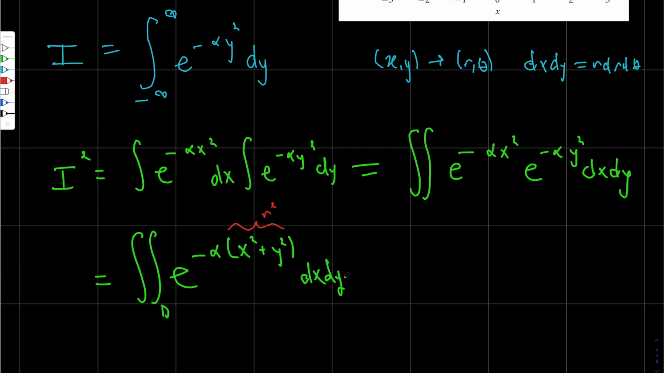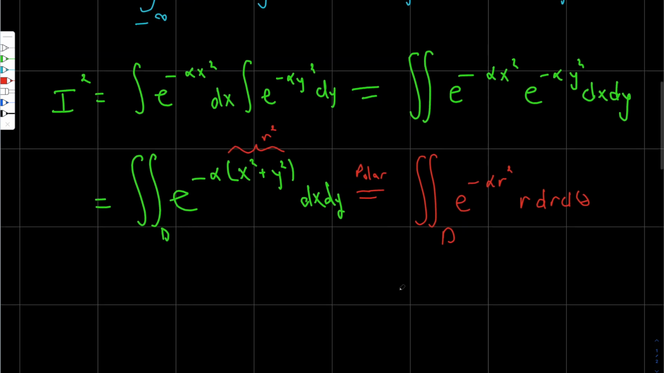polar coordinate integral, because I'm going to get an r here, which means I'm going to have the exact same integral I had above, but times that r that I needed. So let's now change from xy to polar. So we're going to get the integral now over the domain, and we're going to talk about what this new domain is going to be. E to the minus alpha r squared. Now dx dy is equal to r dr d theta.